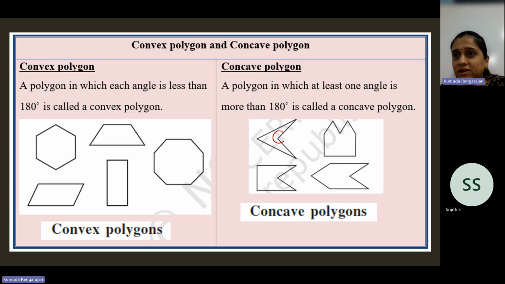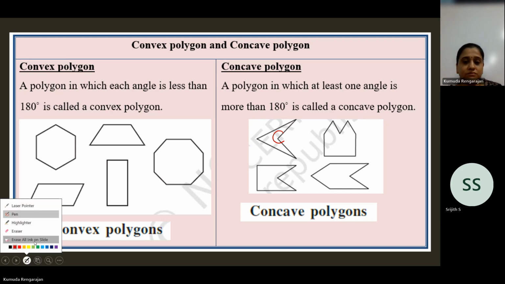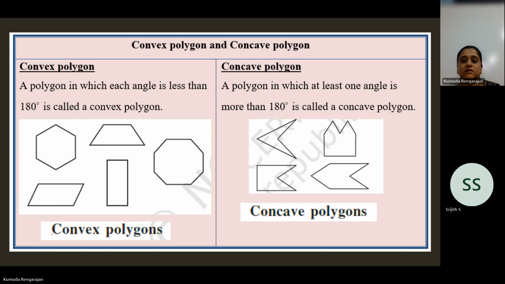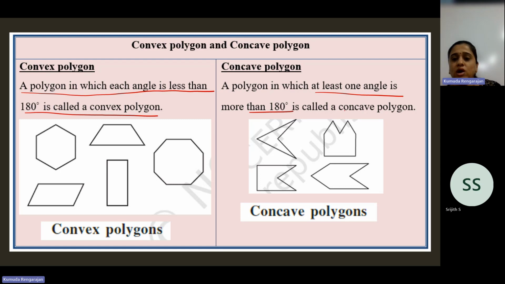Because more than 180 we said, no? So in a concave polygon, at least one interior angle is a reflex angle. Yeah, the inside of the opening. Correct. That will be a reflex angle. So see here, a polygon in which each angle is less than 180 is a convex polygon. At least one angle is more than 180 is a concave polygon.